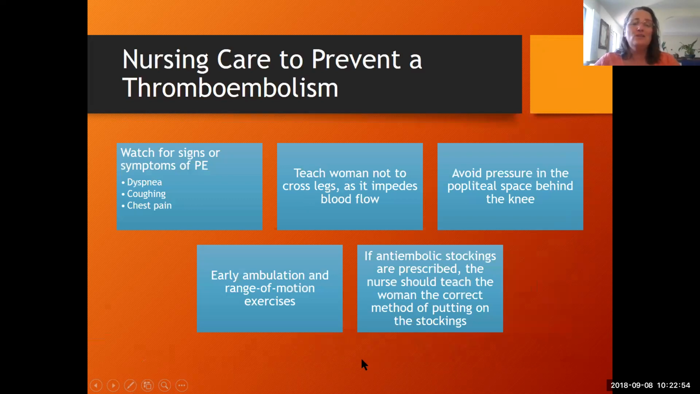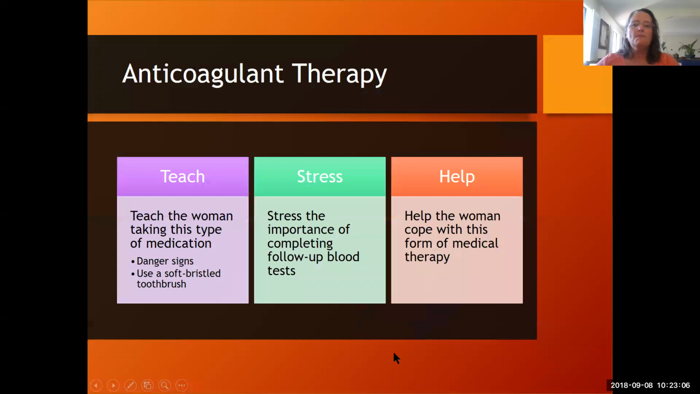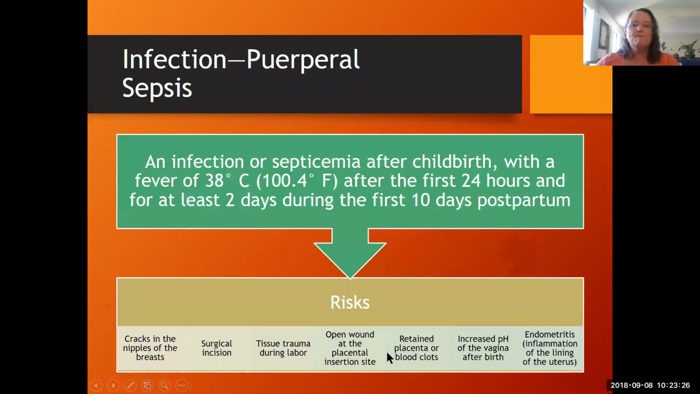And I'm just going to say here that you as nurses should be wearing compression socks, because you're at high risk for a clot for all the standing that we do. And here's a picture of the different types of things that we can use in the hospital. So if she ends up on anticoagulant therapy, it's just like anyone else on anticoagulant therapy. We have to teach her to use a soft bristled toothbrush, to watch when she's shaving, to make sure that she's not getting bumped and bruised, because she has a high risk of forming bruising and bleeding underneath the skin.